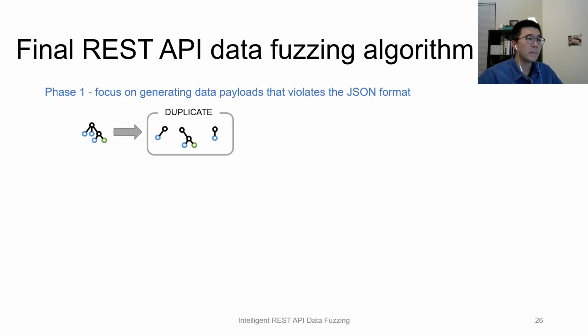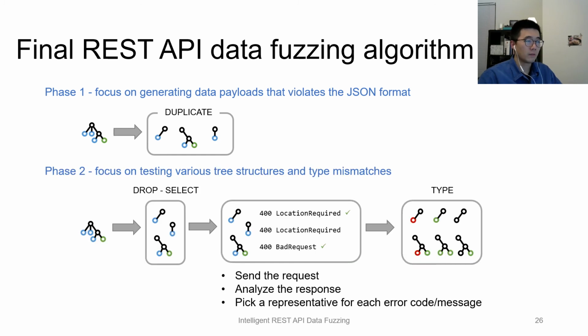Based on all the lessons that we learned from all previous experiments, we designed our data fuzzing algorithm in 2 phases. In phase 1, we focus on generating payloads that violate the JSON format. Here we use the duplicate rule alone, not in the pipeline. And in phase 2, we focus on testing different structures and types of the schema. It's done in 2 steps.